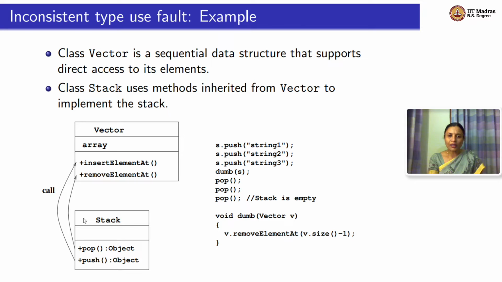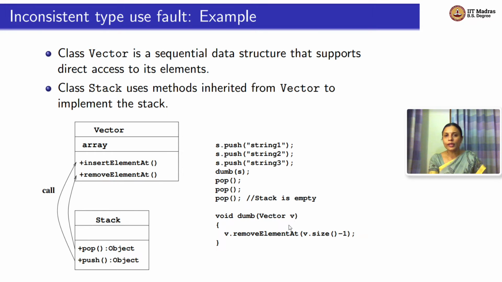Then there is a child class, class stack, that basically inherits the methods from class vector to implement its own method. So like all other stack data structures, it has a push method, it has a pop method. Pop picks the top element of the stack and removes it. Push pushes the element that you give into the top of the stack. So these are inherited from the respective methods in the vector. Pop is inherited from remove element at, push is inherited from insert element at in the parent class vector.